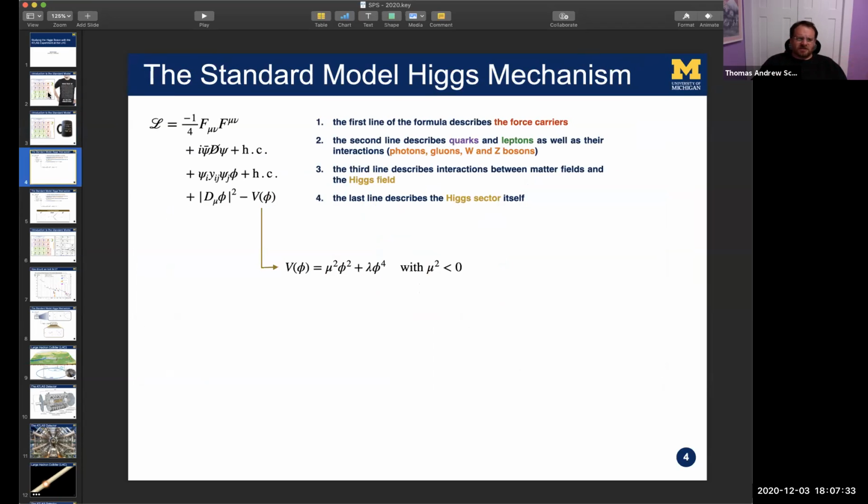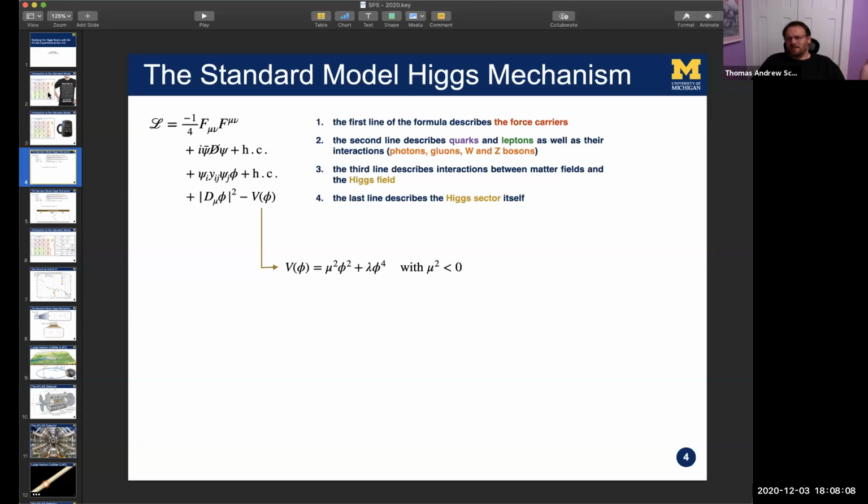You don't need to know the details. You just need to know that these terms mean this kind of thing, right? And it's the same kind of Lagrangian that you're used to in your kinematics class, okay? It's just a Lagrangian density. So L equals kinetics minus potential, right? The first term, it's describing force carriers. And so inside is the physics of electrodynamics, the photons, and inside there also is some W and Z boson stuff. The very next line below it is how all that stuff interacts with each other.